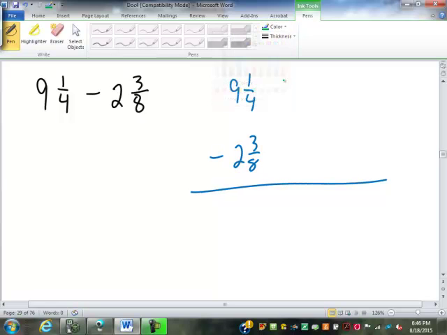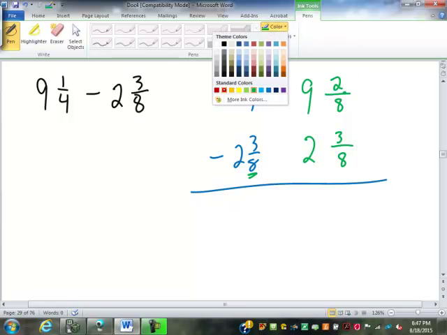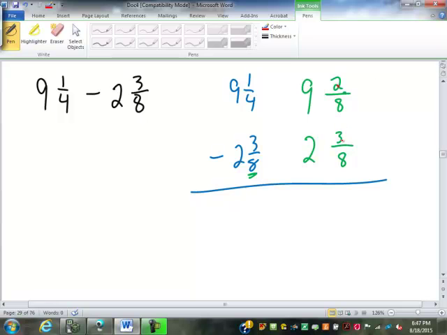So once again, the 9 and the 2 won't change. What's our common denominator going to be? 8. In this case, one of the denominators is already the common denominator. So the 3/8 is not going to change. This is going to become 2/8. Now when we go to subtract, 2 minus 3 can't be done. So what do we have to do? We borrow from the 9, that'll become an 8, just like borrowing in whole numbers.